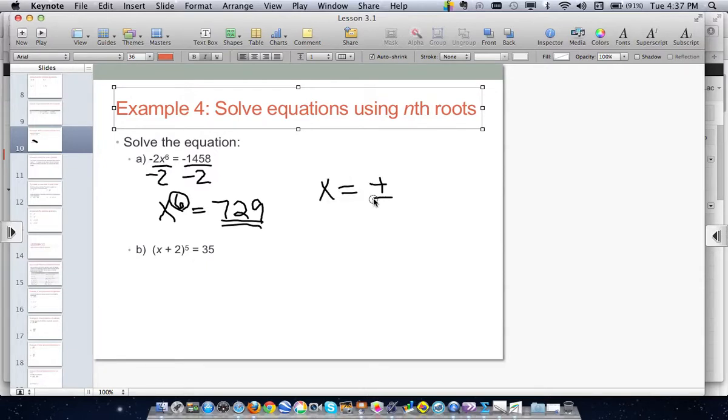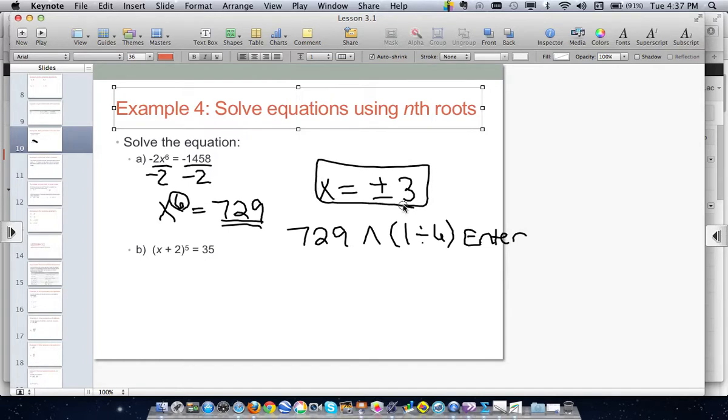So all you need to do is take your calculator, 729 raised to the 1 divided by 6, close parentheses, enter, execute, whatever button you push to get the answer. So 729 raised to the 1 divided by 6, close parentheses, and that gives us 3. So our answer is positive or negative 3. And again, we need to put a box or a circle around our answers so we know exactly where on my messy paper this will be at.